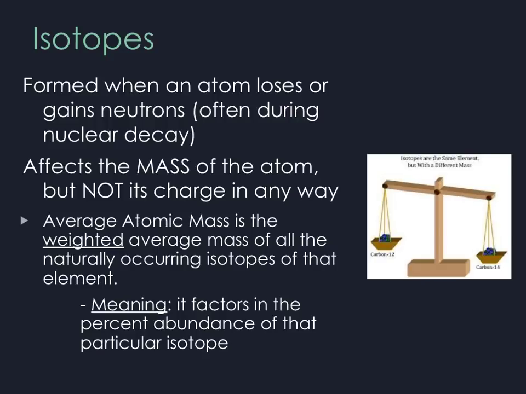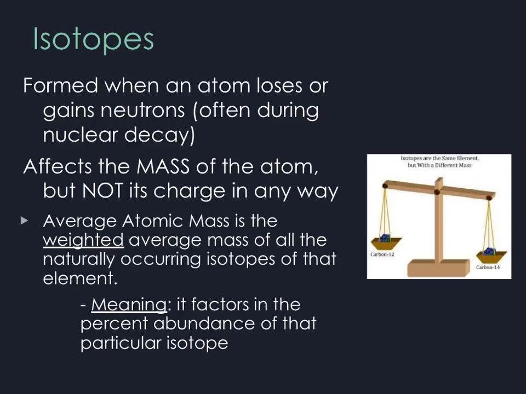An isotope really happens when we have atoms of the same element that have different masses. This happens when an atom loses or gains neutrons. Remember, if we change the number of protons, that changes the element. So we're not talking about protons changing. Right now we're just talking about the neutrons changing. Generally this happens during nuclear decay, which is radioactivity. We'll talk about that a little bit later. This affects the mass of the atom, specifically the mass number, but since neutrons don't have any charge, it doesn't change the charge of the atom at all.